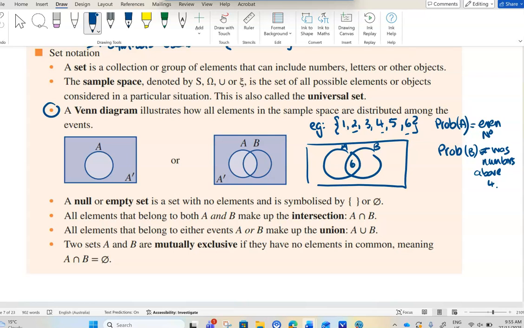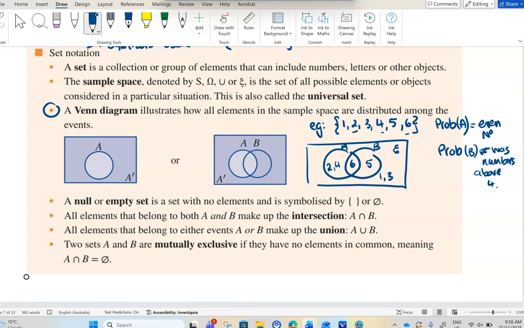Now, A can also be a 2 and a 4, so those are in there. And B could also be a 5. Is there another option I haven't done that isn't in my diagram? Out of all my options, 1, 2, 3, 4, 5, 6, it's 3 and 1. They're not in those events, so they go out in the outside area. This is where all elements are within the big square.